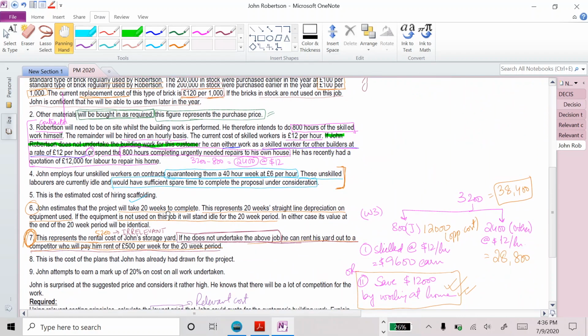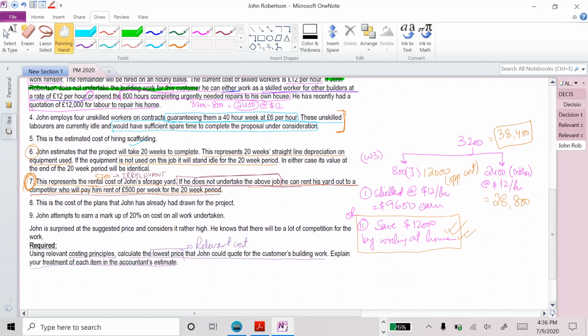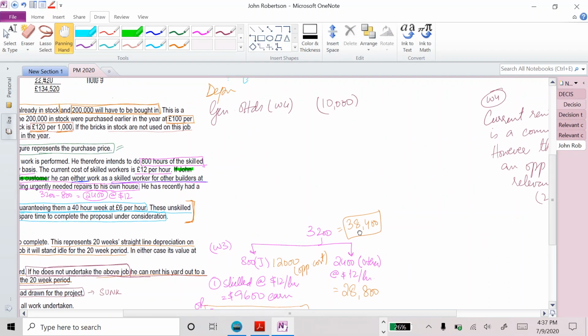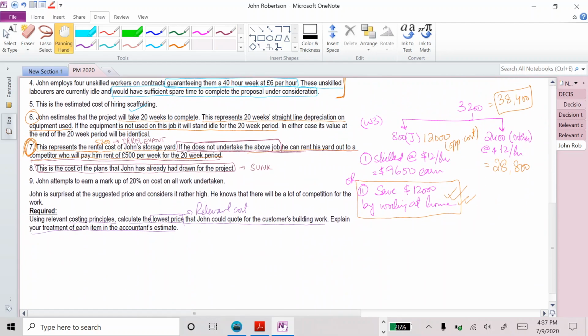Now, what's next? We are done with general overheads. Then it says plans 2000. You have to see note number 8 here. Note number 8, this is the cost of plans that the company has already had drawn for the project. Now, is this a relevant cost? Pause this video and think. No. Why? Because it's a sunk cost. Company has already drawn this cost, already drawn the plans, right? So plan cost is irrelevant. Why? Because it's a sunk cost, right?